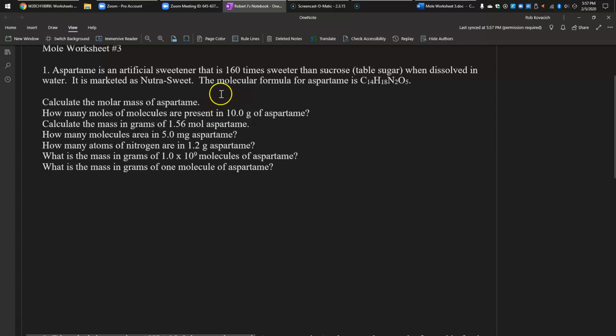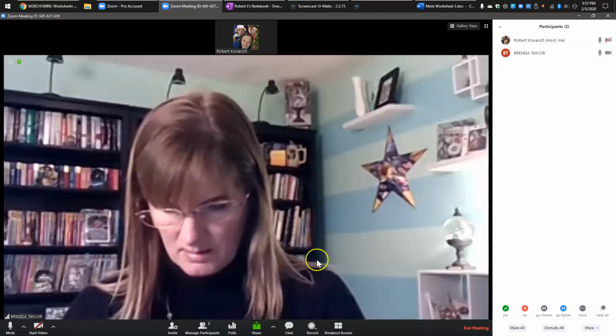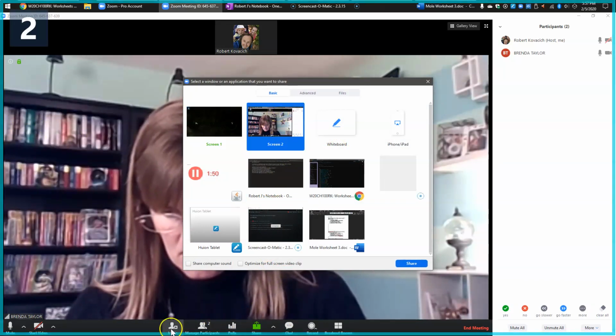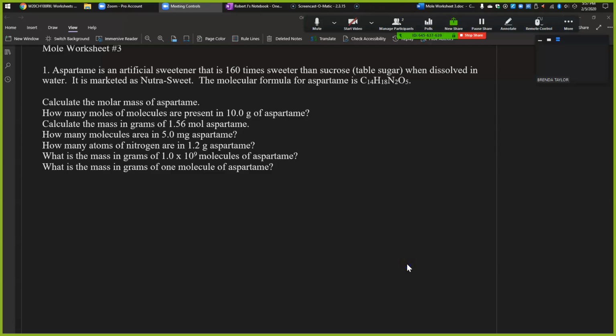Which one do you want to do? Which one would you like to do? We do number 1 and work our way through it, because if we do this one, won't that help answer all the other worksheets? I totally agree. Yes. For sure. Okay.